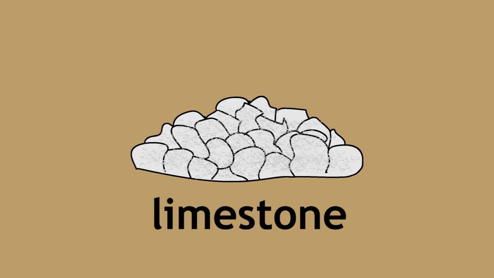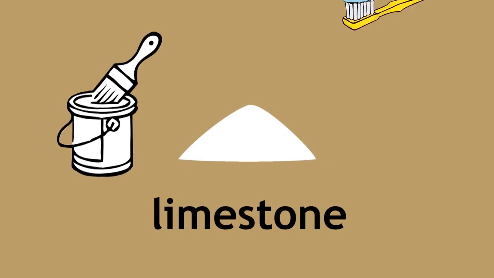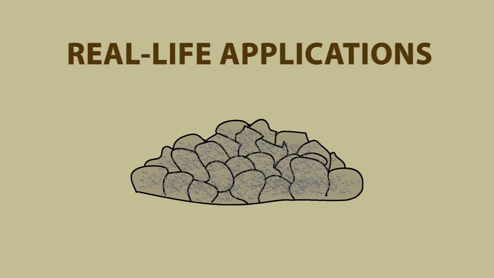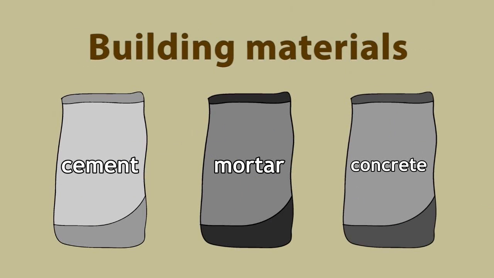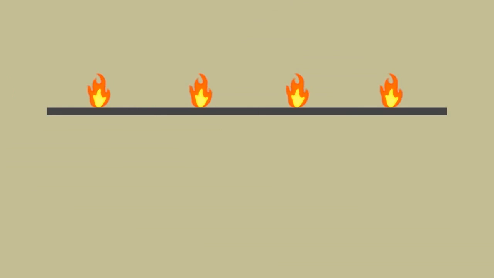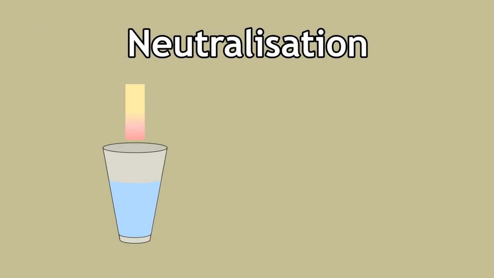Finally, as limestone is white, it can be crushed into a powder and used in paints and toothpaste as a coloring agent. In summary, there are many real-life applications and usages for limestone, including but not limited to construction materials. Limestone can be used to help pave roads and used as a component in the formation of certain types of glass and even to neutralize acidic waters in soils.